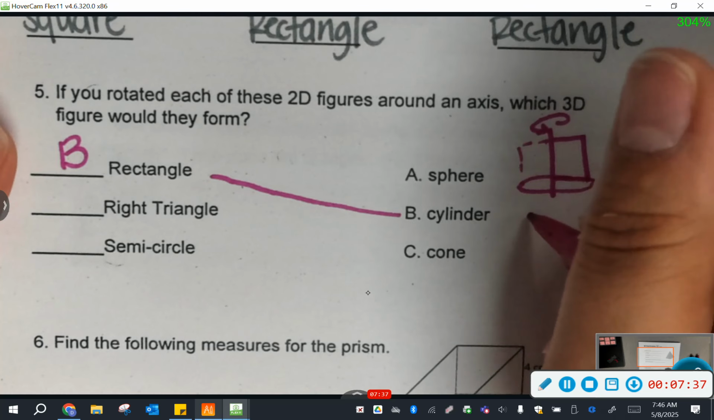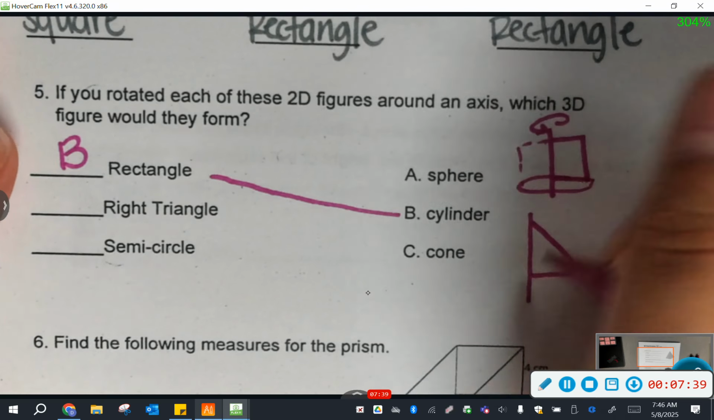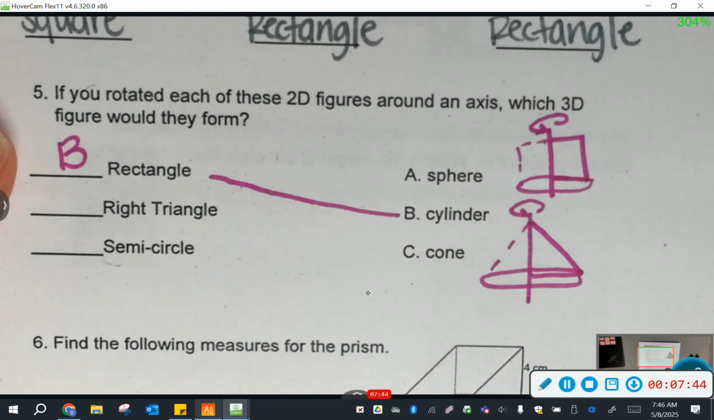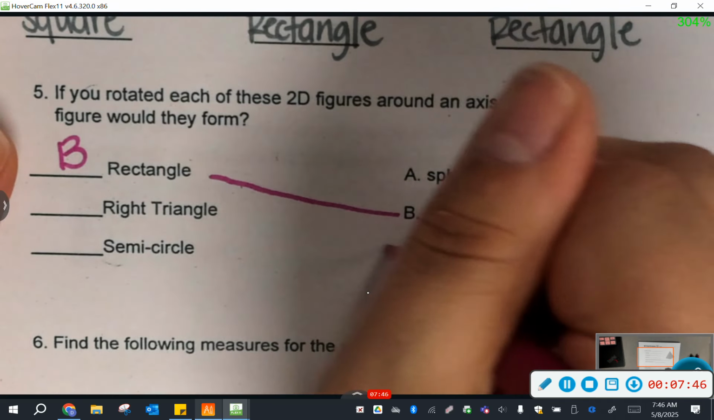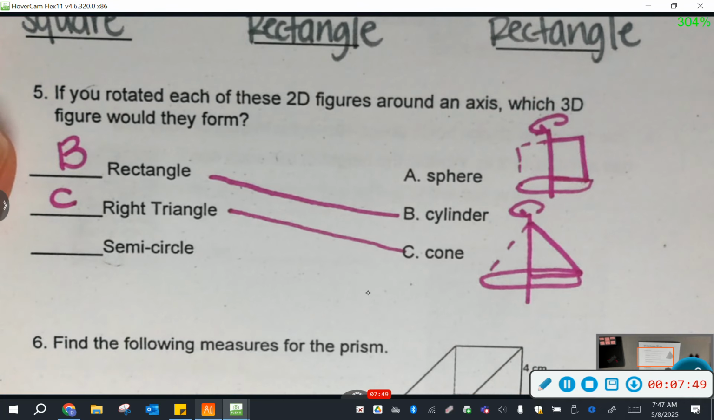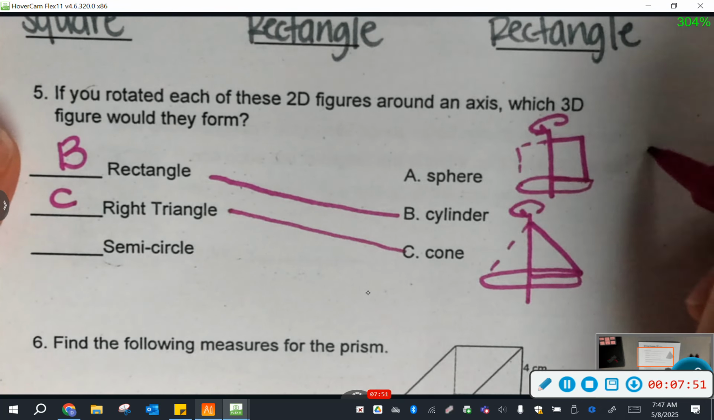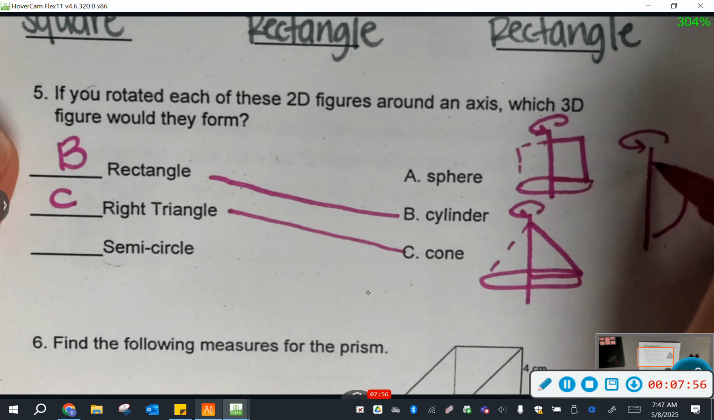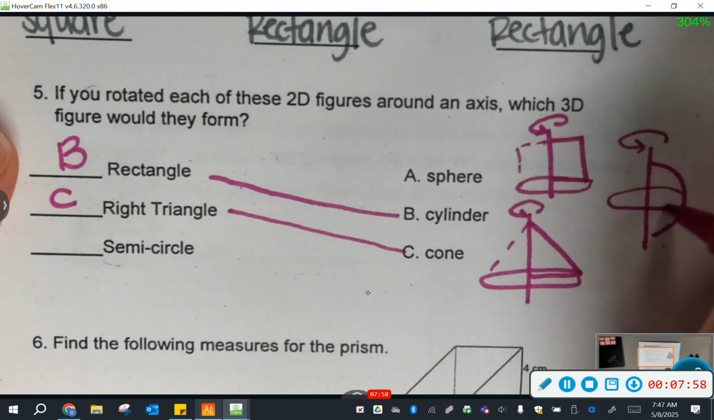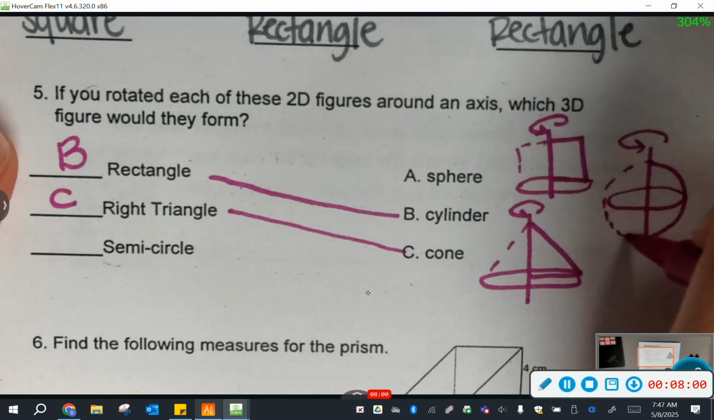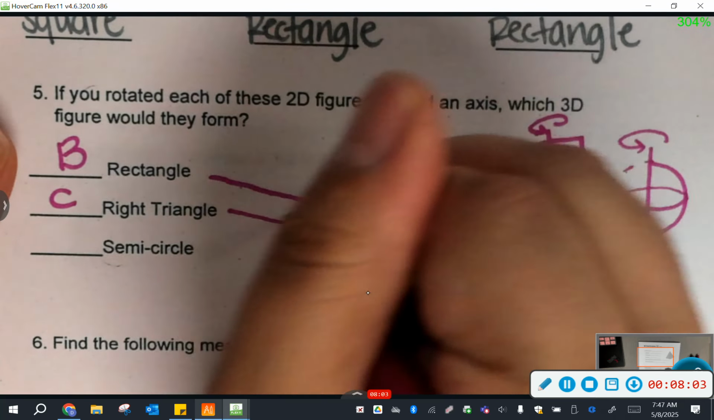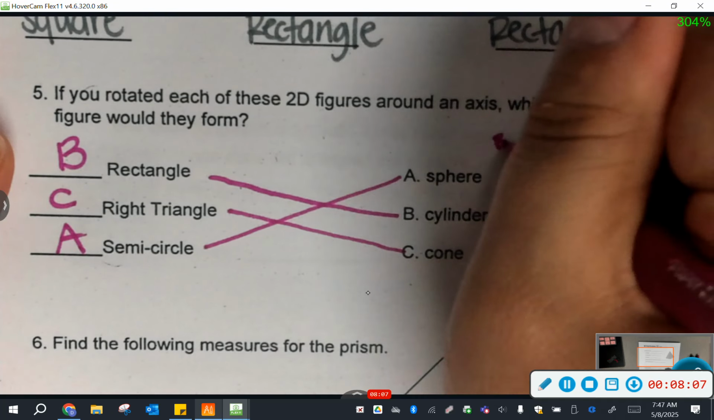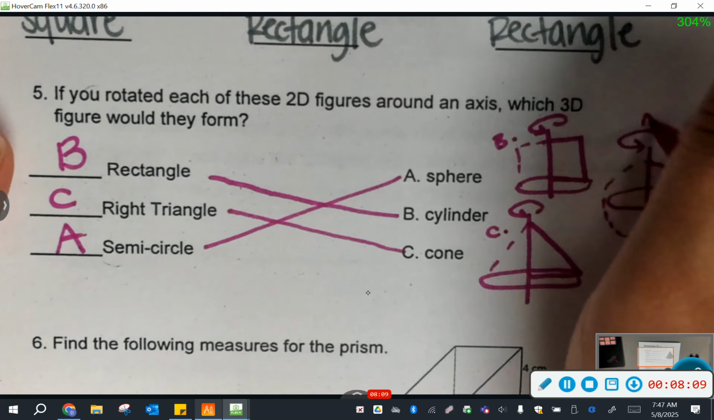What if I take a right triangle and I rotate it around and around? What am I going to get? A cone. And what if I take a semicircle and rotate this around and around? You do get a sphere. So this was B, this was C, and this one was A.